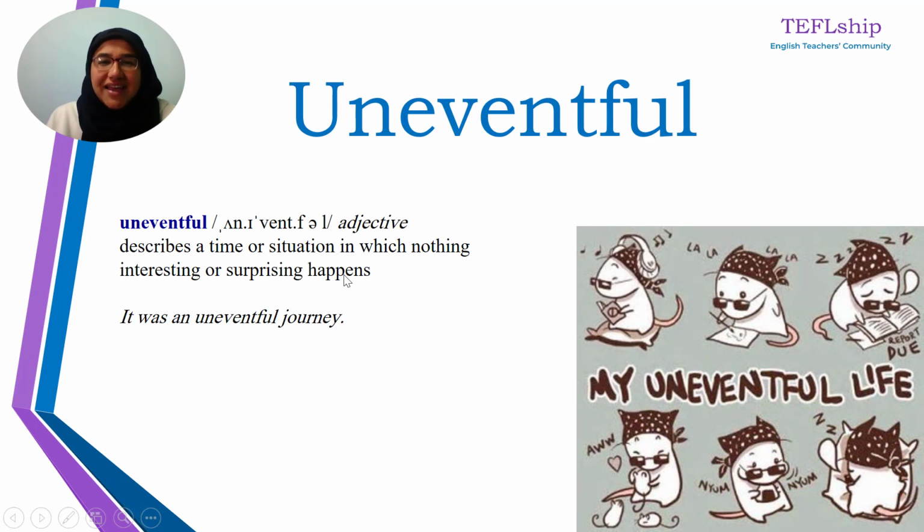Now let's go to the second word, which is uneventful. Uneventful. So you have this word as an adjective to describe a situation or a time in which nothing important happens. So you can say it was an uneventful journey. Or it was an uneventful year. Or how was your last week? It was uneventful.